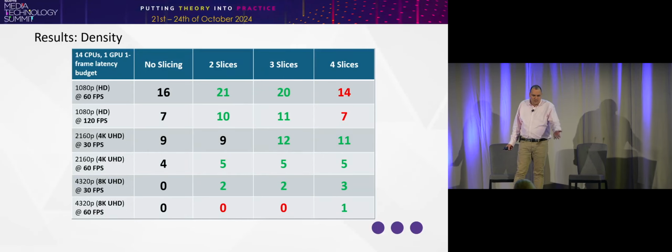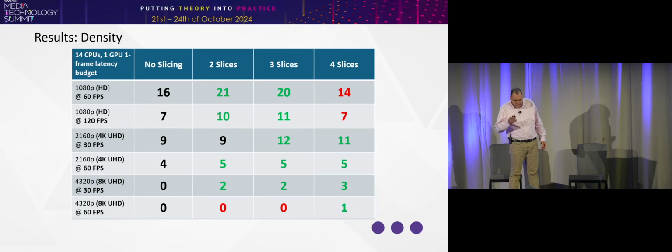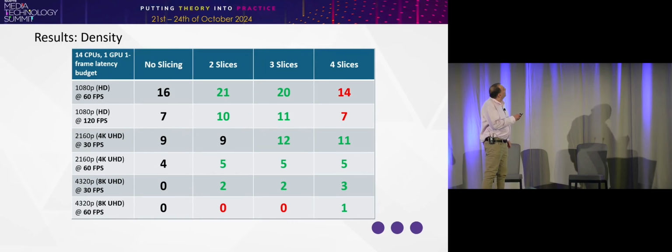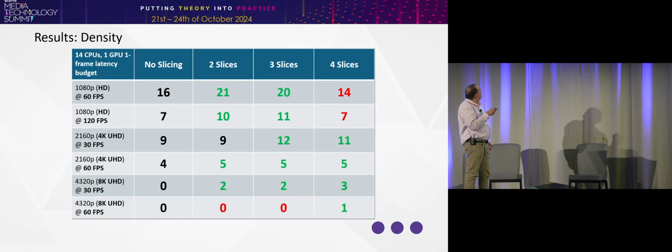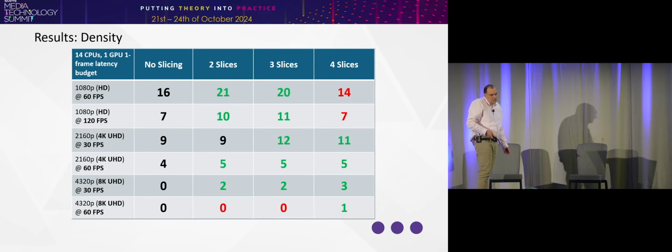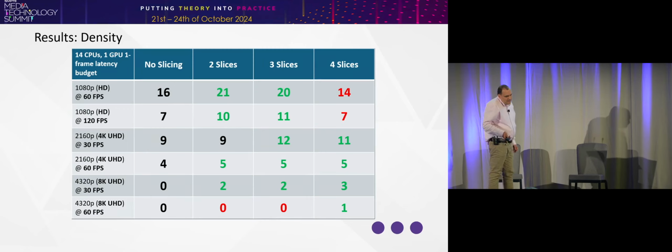One remark for 8K, for example, 8K 30: we can actually get as many as 2 streams when we're slicing by 2. Same with 3. For 8K 60, if we're slicing by 4, then you can actually run a stream on this setup, which is nice. Other than that, 2-3 slices is found to be as good.